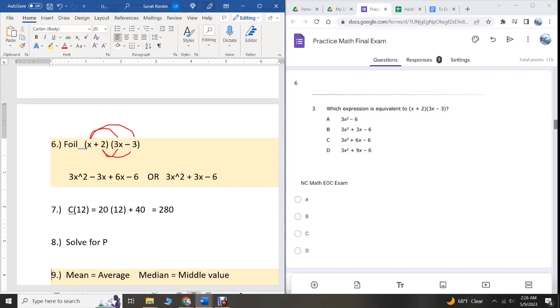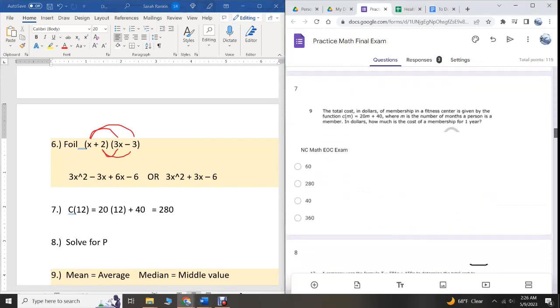Okay, number 7. You did well on. So this is just plugging in. Remember, it's in terms of months. So 1 year is 12 months. So it's C of 12. And you just plug 12 in for M and get your answer.